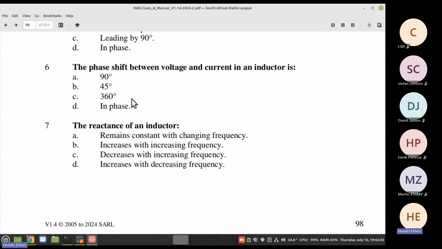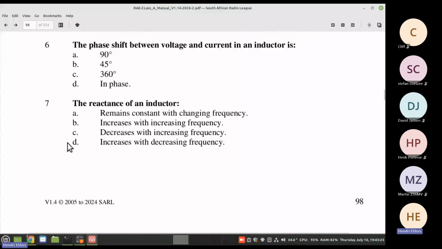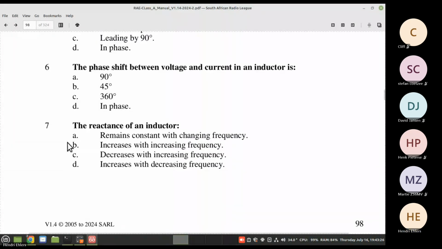Reactance of an inductor. No, it doesn't remain constant. It changes. We know that it increases with frequency. So the higher the frequency, the more the voltage goes up and down, the more upset this inductor gets, and his reactance gets higher and higher because he wants to resist change. And that would be then B. And that's the end of the story.